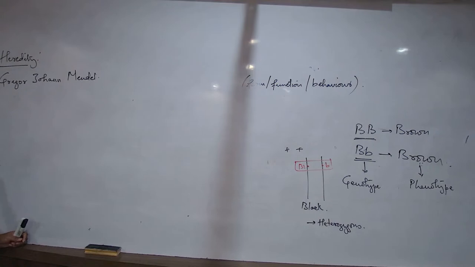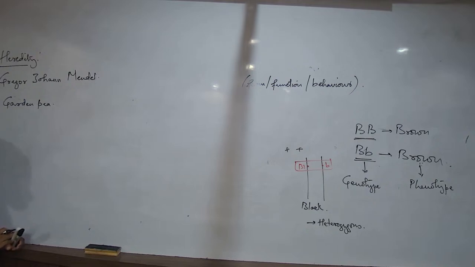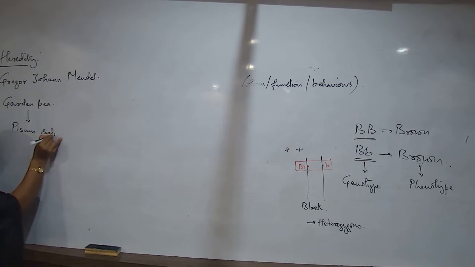And this person, Gregor Johann Mendel, you are supposed to remember. He had performed a large number of experiments on what type of plants? Pea plants. Garden pea plants. Write down the common name. You are to write down garden pea. Write down the common name of the plants on which Mendel had performed his experiments. Garden pea. Write down the scientific name. Then you are supposed to write down Pisum sativum.